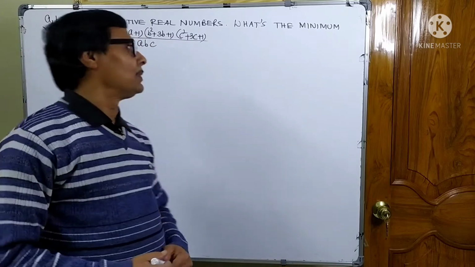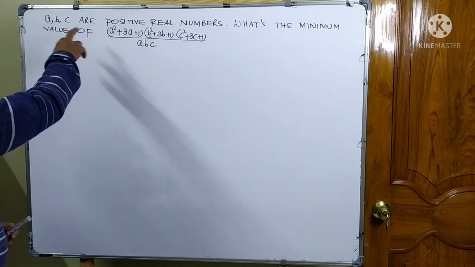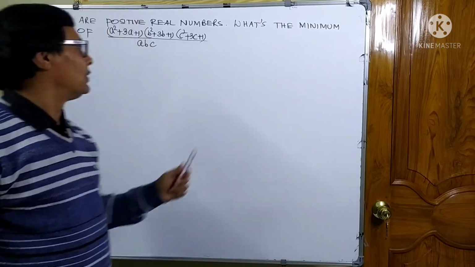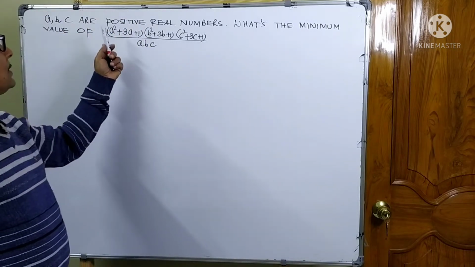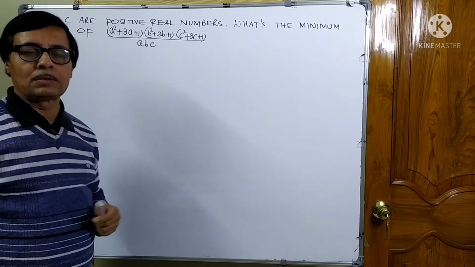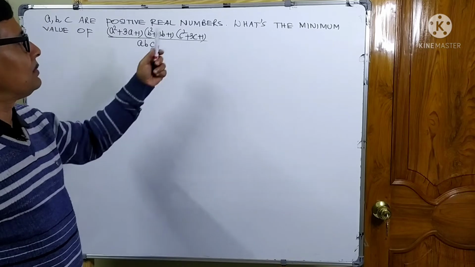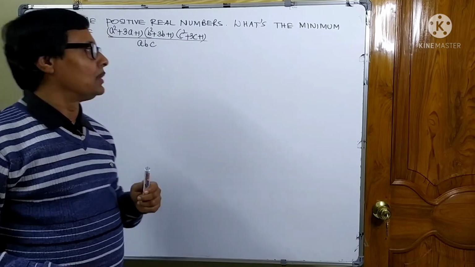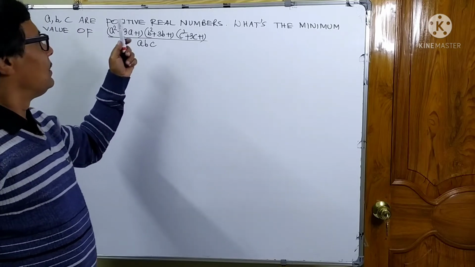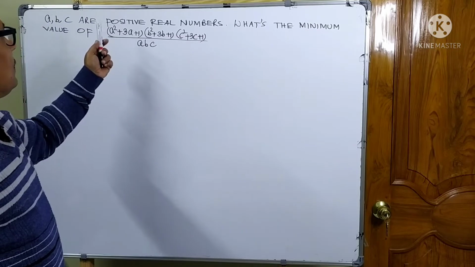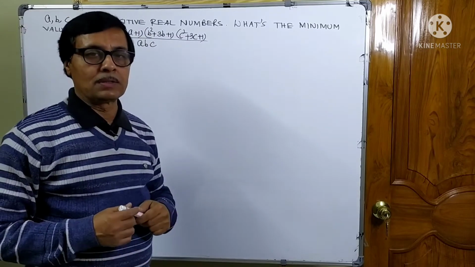Look at this algebraic problem. Here a, b, c are positive real numbers. What's the minimum value of this expression, that is, (a² + 3a + 1)(b² + 3b + 1)(c² + 3c + 1) over abc? We have to determine the least value of this expression, where a, b, c are all positive real numbers.